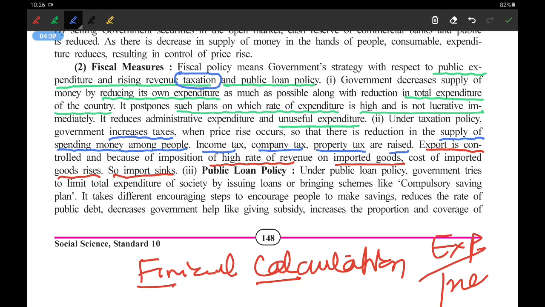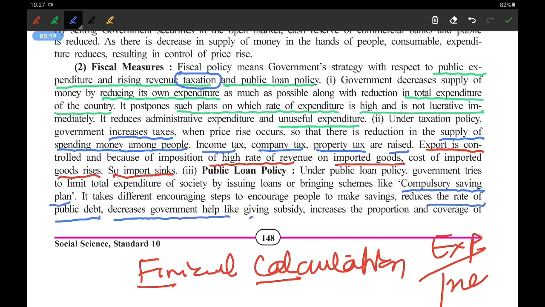Under the public loan policy, the government tries to limit the total expenditure of society by issuing loans or bringing schemes like compulsory saving plans. The government brings some kind of compulsory saving plan where people have to save, and that will help create a tendency in the people to save money. It takes different steps to encourage people to make savings. It gives various kinds of schemes to the people so that they start saving money, and due to which the rate of public debt decreases.